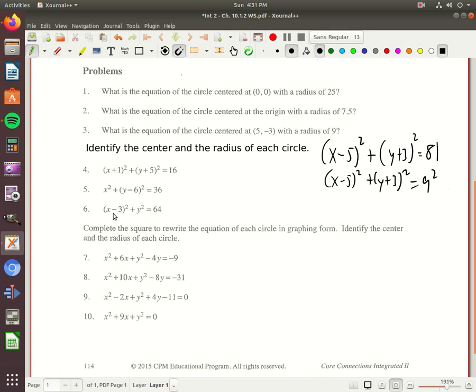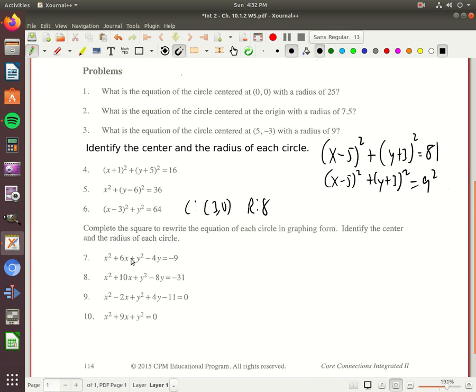Here I will go ahead and grab number 6. So the center of this would, of course, be (3, 0). And it looks like I would have a radius of 8, because the square root of 64 would be 8. And then down at the bottom, like I said, I think this is probably for sure the most difficult section.